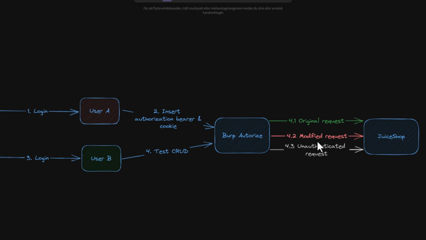The next one is the modified request, which is different because here we have replaced the authorization bearer and the cookie belonging to user B with the authorization bearer and cookie belonging to user A. The final request is the unauthenticated request, which is different because here we have removed the authorization bearer and the cookie altogether from the request.